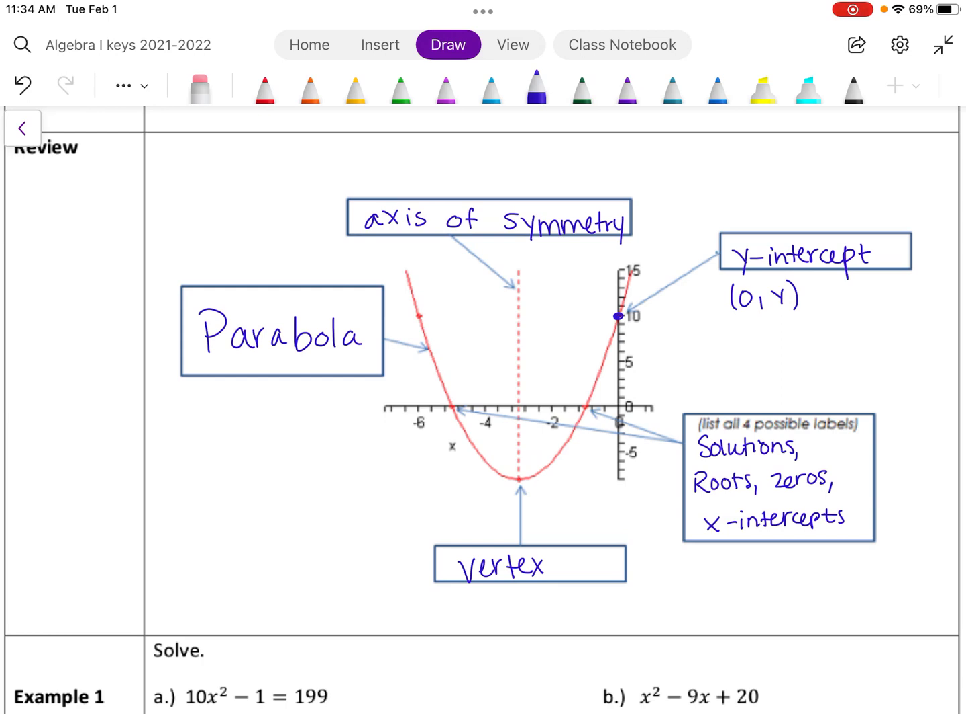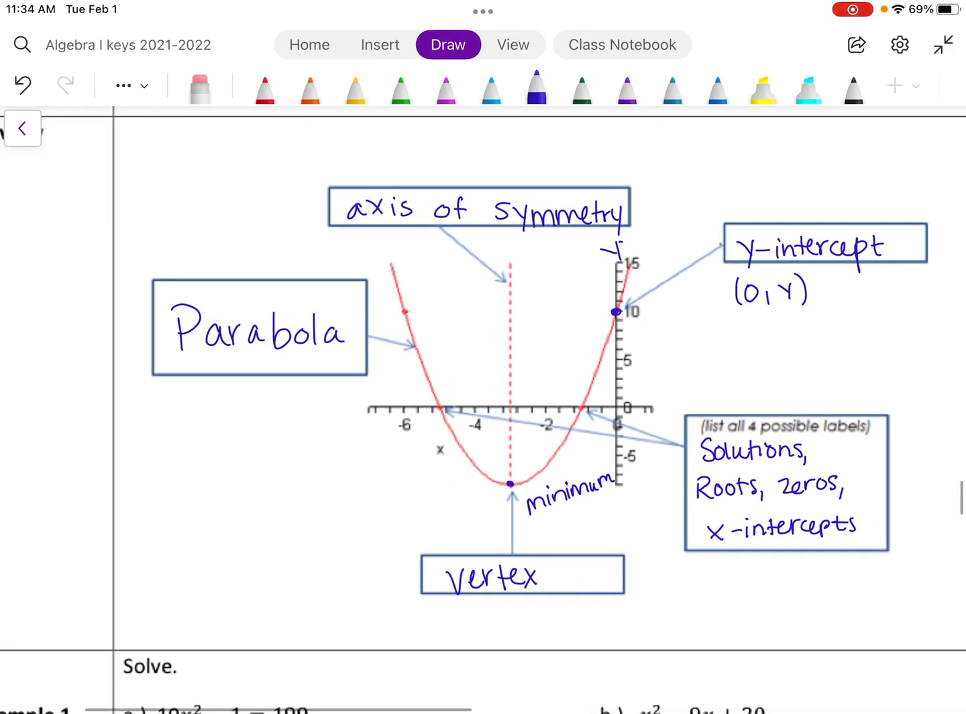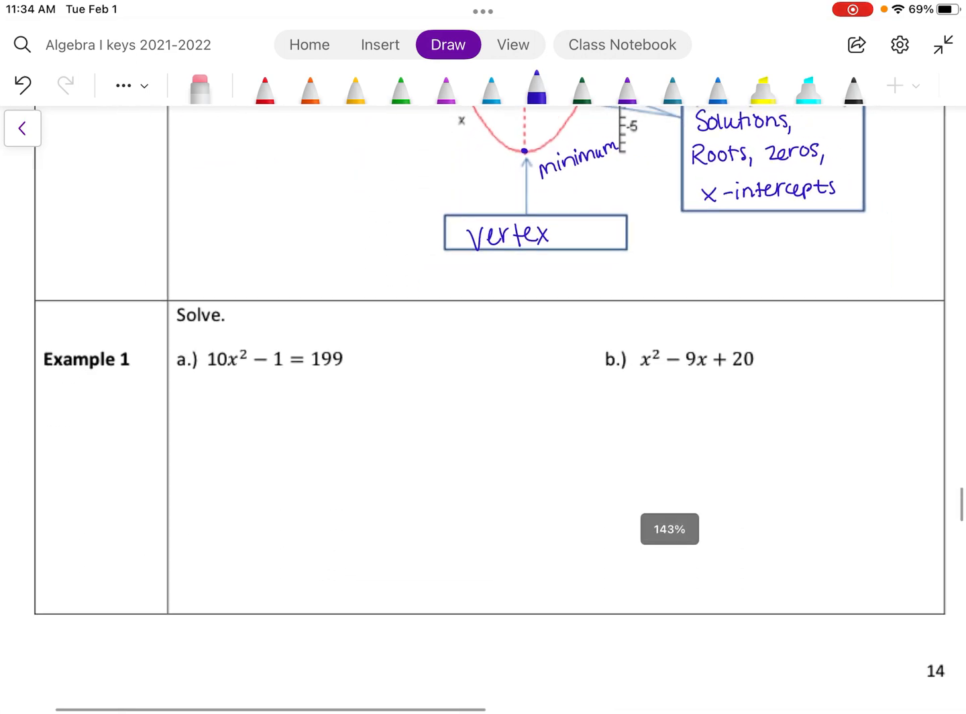The vertex is the very middle point, and it's either the lowest, which is the minimum, or the highest, which is the maximum. This happens to be a minimum in this picture because it's the lowest value on our parabola. Our y-intercept, that's just where it crosses the y-axis. And then our x-intercepts are also our solutions, roots, and zeros. So those are all the same thing.